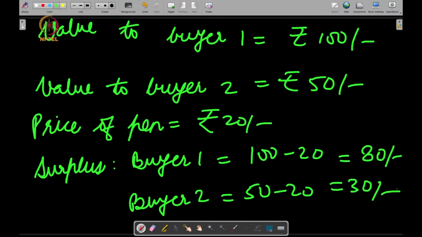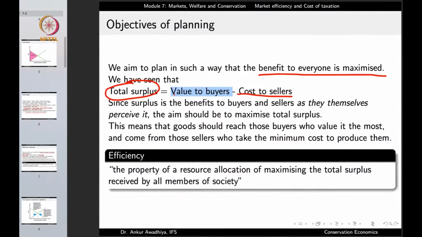Now, if the aim of planning was to maximize the surplus, then we would want the pen to go to buyer 1, because if it goes to buyer 1, then the total surplus from the viewpoint of the buyers, it increases by 80 rupees. Whereas if it goes to the second buyer, the total surplus from the point of view of the buyers, it increases only by 30 rupees. Now, if we are trying to maximize the total surplus, we should work in a way that the value to the buyers is maximized. That is, the goods should reach those buyers who value it the most.